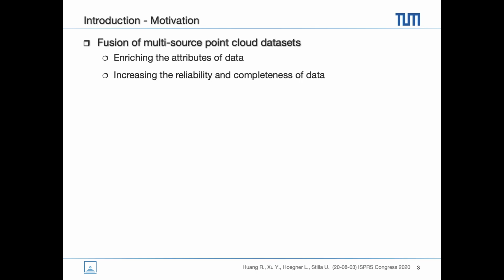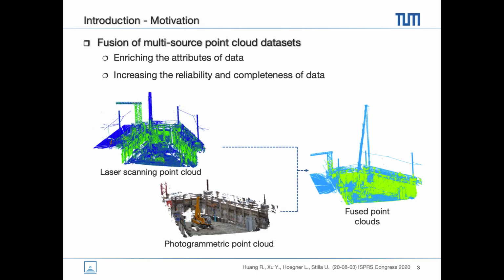What's more, when we acquire point clouds from different sources, a common coordinate system is a prerequisite for fusion of the multi-source point cloud datasets, such as laser scanning and photogrammetric point clouds. By fusing the multi-source data, the attributes of data can be enriched, and at the same time, we can increase the reliability and completeness of data.